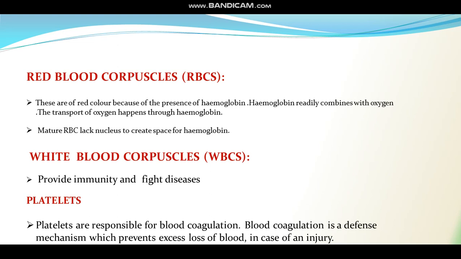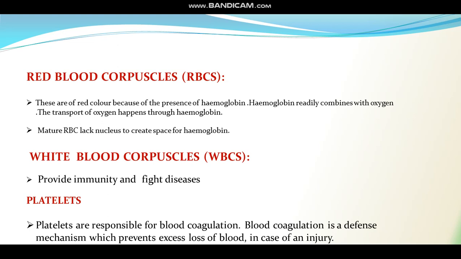One important point regarding RBC is that when RBC is young, it contains a nucleus, but once it is mature, it lacks a nucleus. Mature RBC lack a nucleus to create more space for hemoglobin. If there is more space, there will be more hemoglobin and more oxygen can be transported. So that's why mature RBC lack a nucleus, and in that place hemoglobin is there.